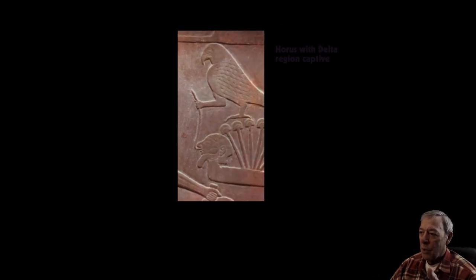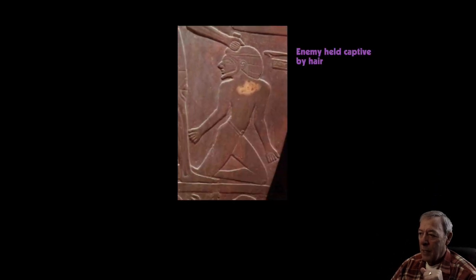And then here's Horus with the Delta region represented by this hieroglyph, this iconographic image as the Delta region. Okay, the papyrus reads, here's an individual from the Delta, and he's being carried captive by this rope tied into a ring in the captive's nose. And then down here, an enemy who is being held captive by the hair by Narmer, as Narmer gets ready to strike him with his mace.